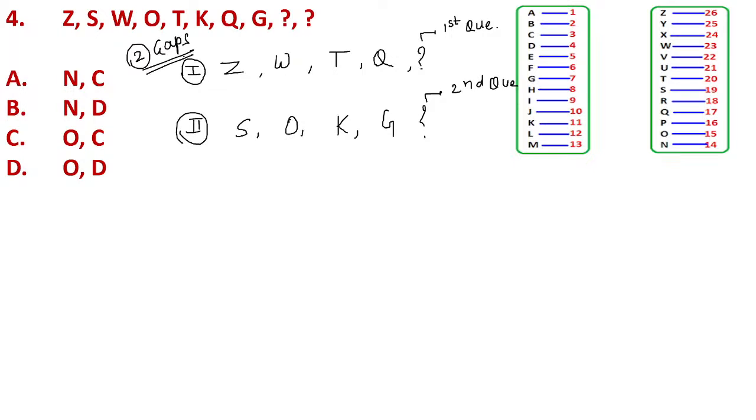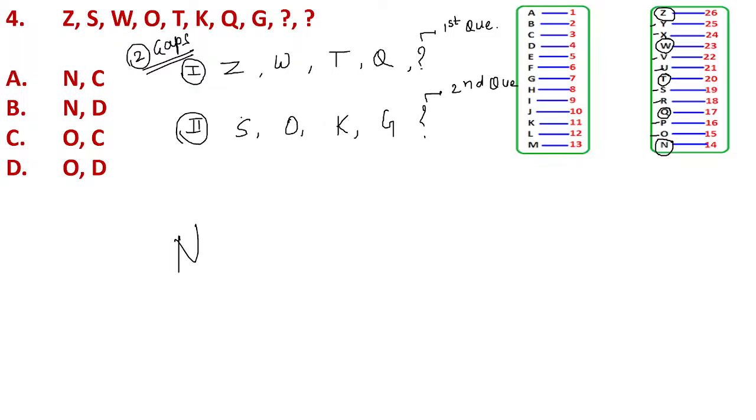That is, we are moving in which direction? First of all, understand that we are moving in the backward direction, correct? In between Z and W, there is a gap of these two letters. In between W and T, there is a gap of these two letters. In between T and Q, there is a gap of S and R. So in the upcoming answer, in between Q and the answer, there should again be a gap of two letters, correct? This is the first letter gap, this is the second letter gap. So N should be the answer for the first question mark.